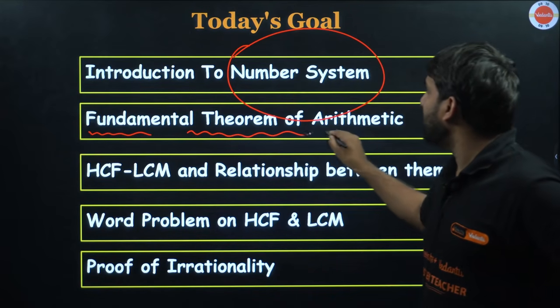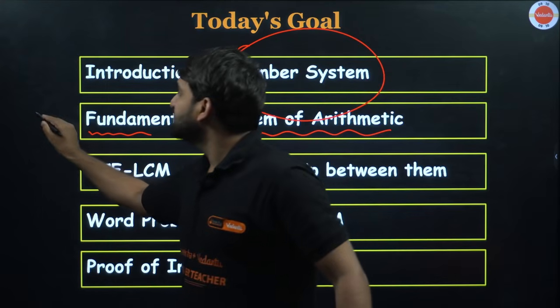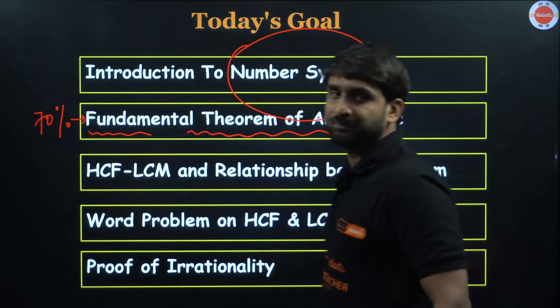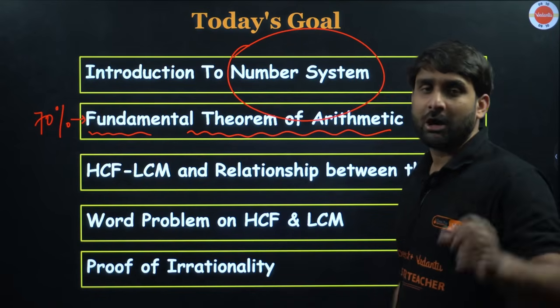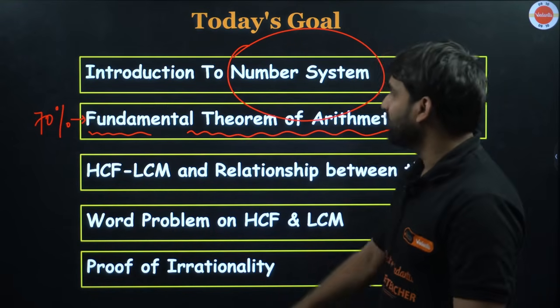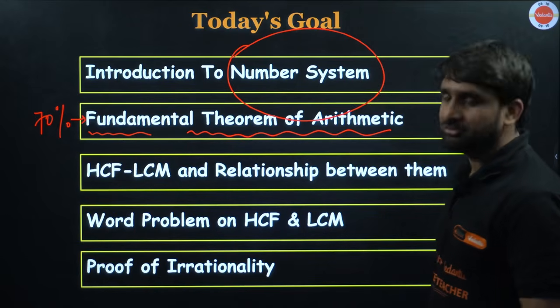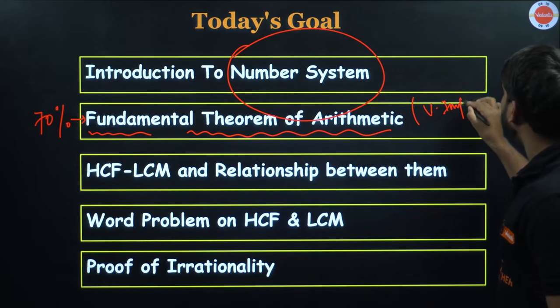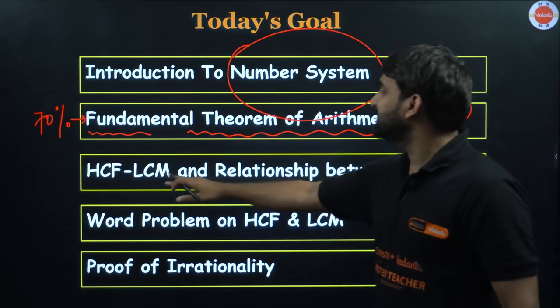Very important. I can say here, my dear champions, 70% of the questions are based on this theorem, in which we'll be talking about how to find HCF and LCM between two numbers, three numbers and so on. So the fundamental theorem of arithmetic is very important. Third will be HCF and LCM.